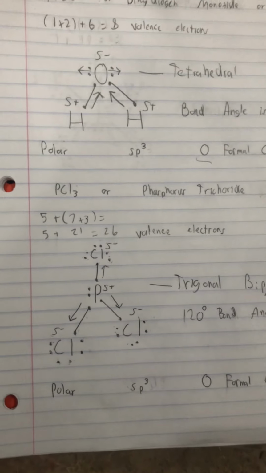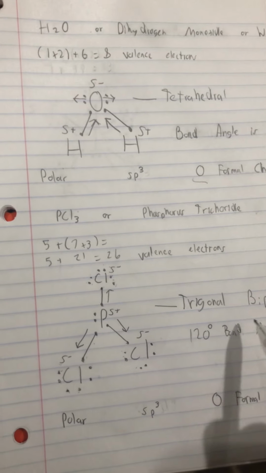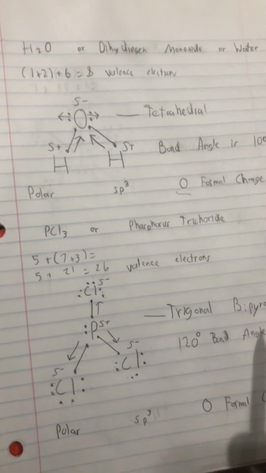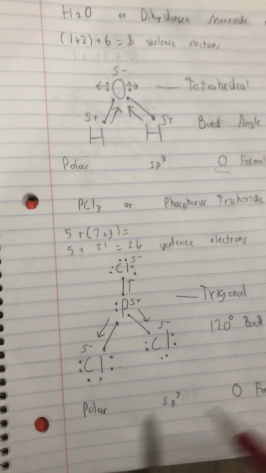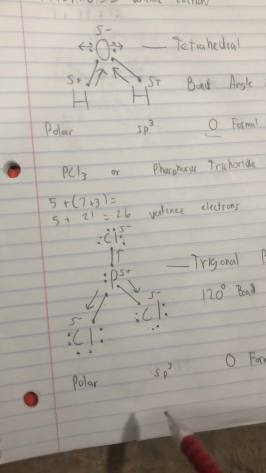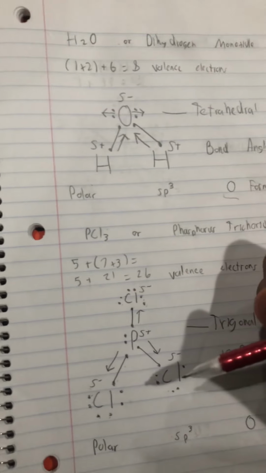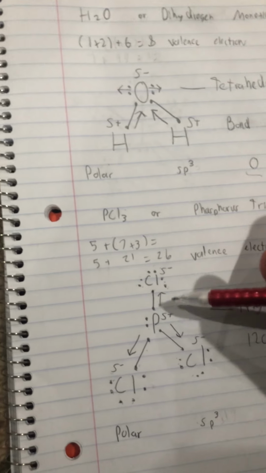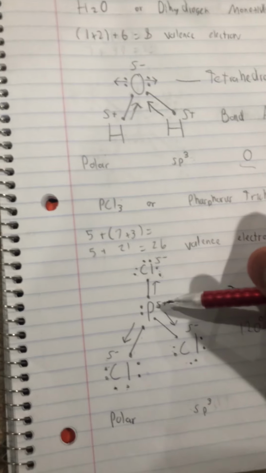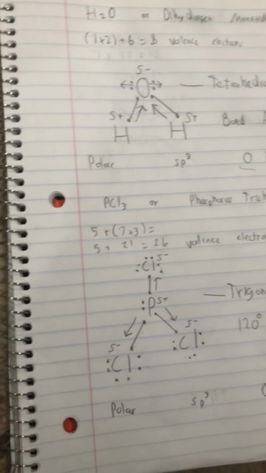Sorry about that. Okay, so the shape of this would be trigonal bipyramidal. It would have a 120-degree bond angle. This would be a polar molecule with the hybridization of sp3 with 0 formal charges. Now, as for the polarity arrows, they would point towards the chlorine as it has a higher electronegativity. So the delta signs for this would be S positive, S negative, S negative, and S negative.